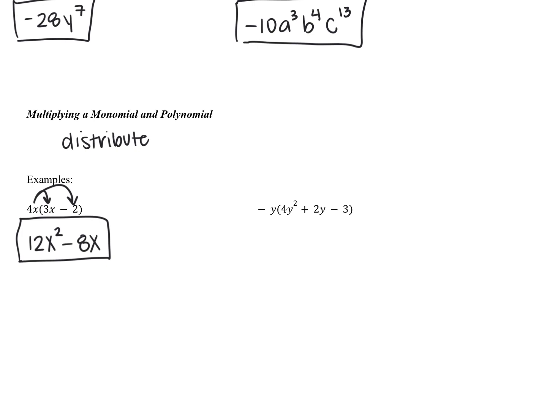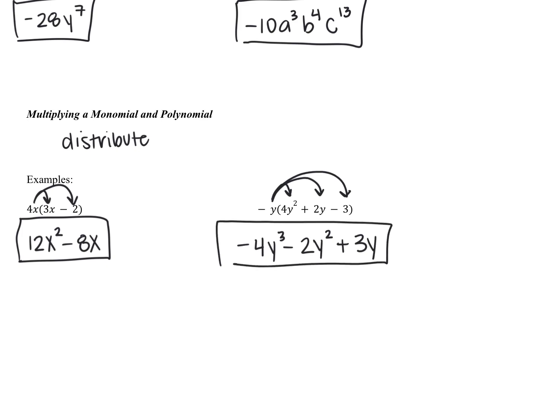Then we have negative y times 4y squared plus 2y minus 3. Again, I'm just distributing that into my parentheses. Negative 1 times 4 gives me negative 4. Y times y squared is y cubed. Negative 1 times 2 is negative 2. Y times y is y squared. And then negative 1 times negative 3 gives me positive 3. And then the y has nothing to multiply with, so it stays y. And that's going to be my final answer.